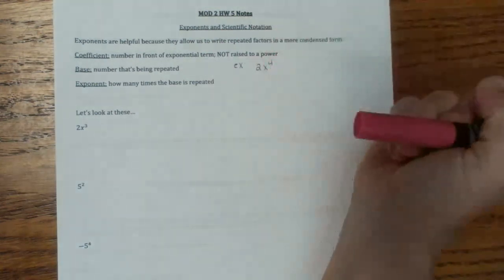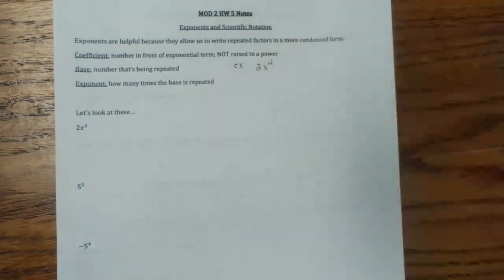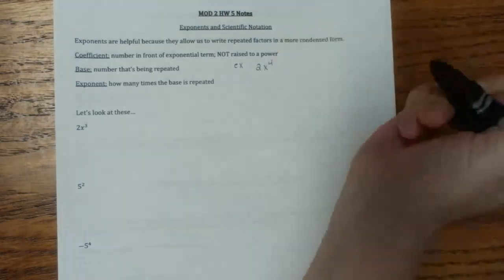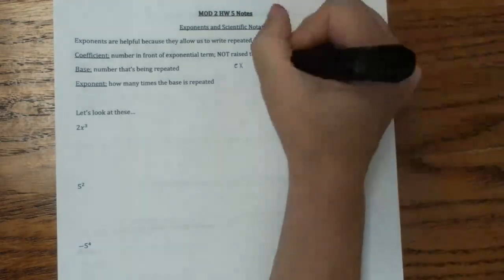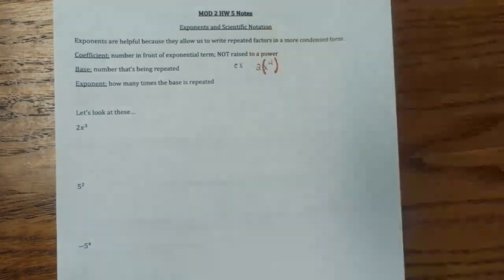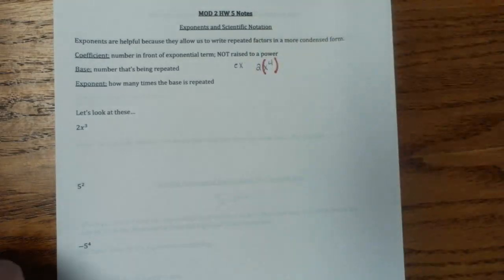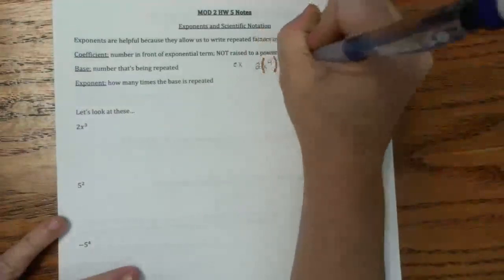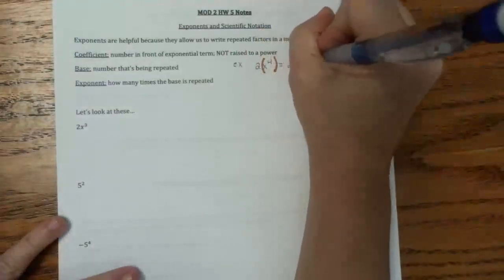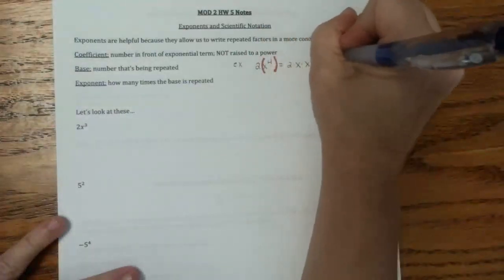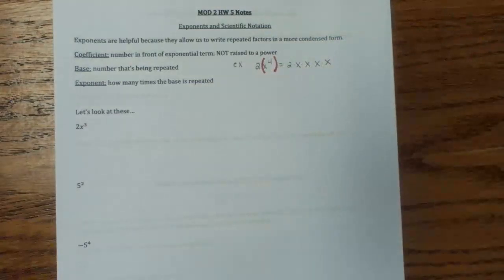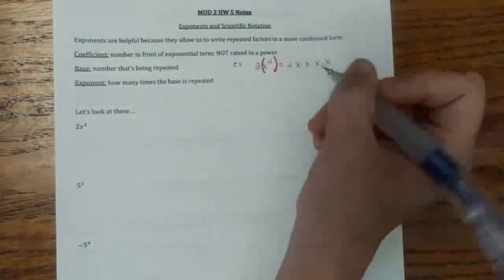This exponent of 4 tells us how many times it's being repeated, so that's our exponent. But this exponent is only applied to whatever's directly underneath it. So it's only applied to the x. So there's 1, 2, and then it's x repeated 4 times. If I were to rewrite this out, it would be 2 times x times x times x times x. So that 4 is only applied to whatever's directly underneath it.